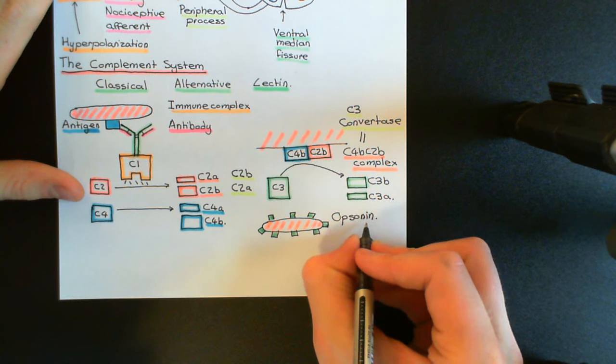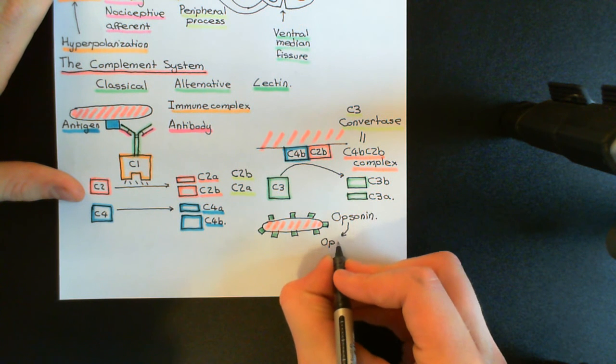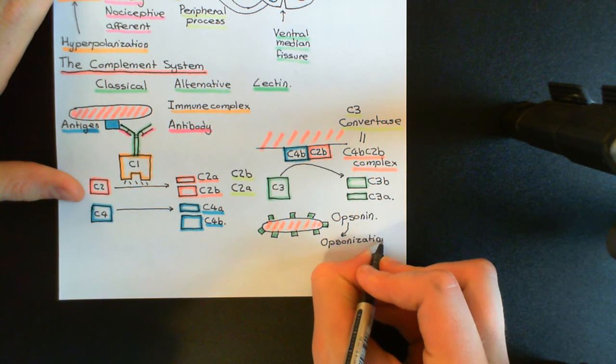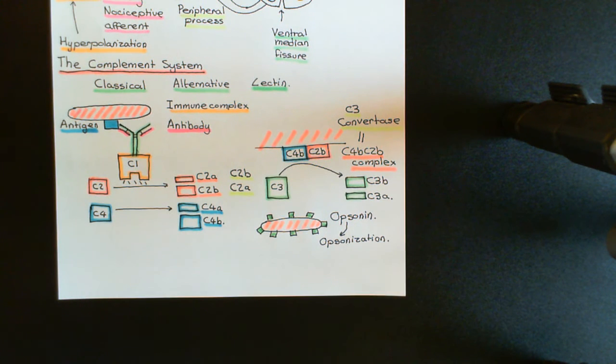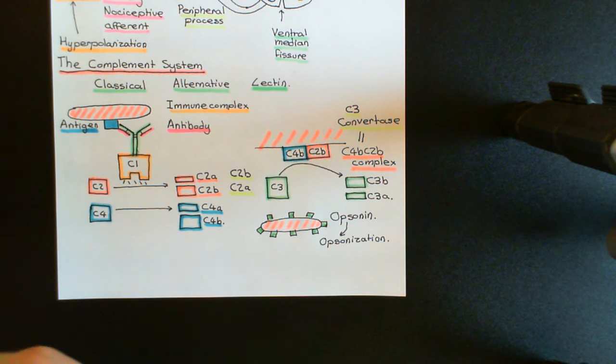Now, what does an opsonin molecule do? Well, it participates in a process known as opsonization, and that's not very helpful, because of course if you don't know what opsonin means, you're unlikely to know what opsonization means.